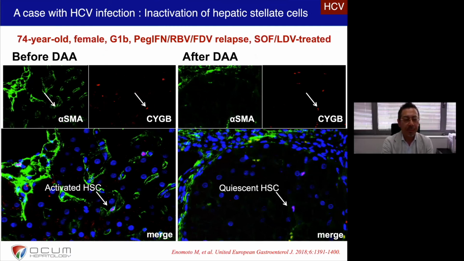This shows a typical liver histology of an HCV-infected 74-year-old patient. Before DAA treatment, there were numerous green-colored smooth muscle alpha-actin positive activated stellate cells that were estimated to produce extracellular matrix proteins. After the DAA treatment, the number of activated stellate cells markedly reduced. This observation further indicates liver fibrosis can be regressed when HCV is eradicated.